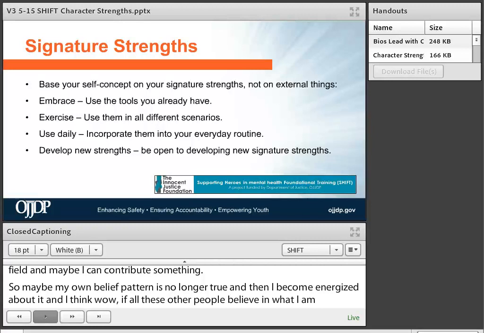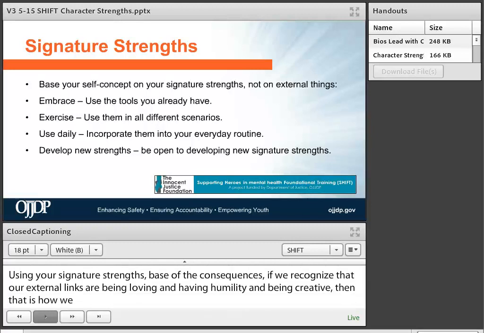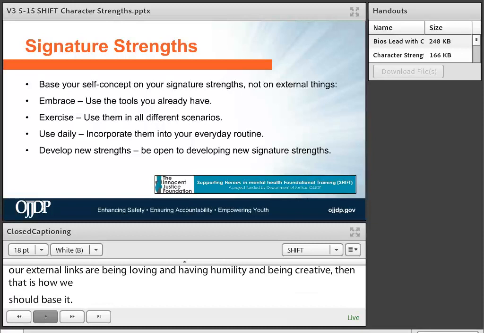So using your signature strengths, based on your self-concept of your signature strengths, not on external things. So if we recognize that our signature strengths are being loving and having humility and being creative, then that's how we should base our self-concept. We should consider ourselves a loving, creative individual, not somebody who doesn't have the ability to speak in public, for instance. You want to embrace the tools that you already have.